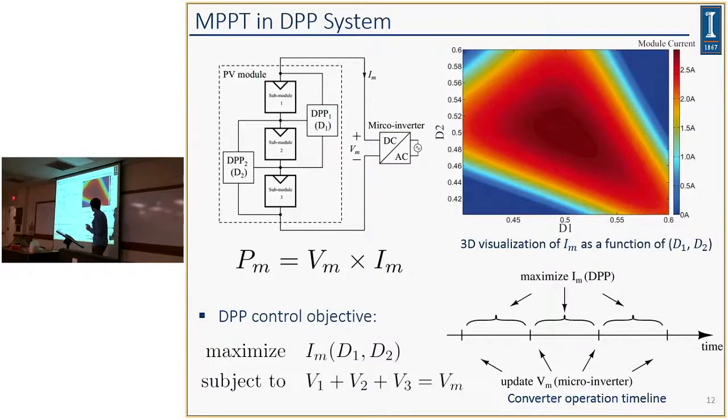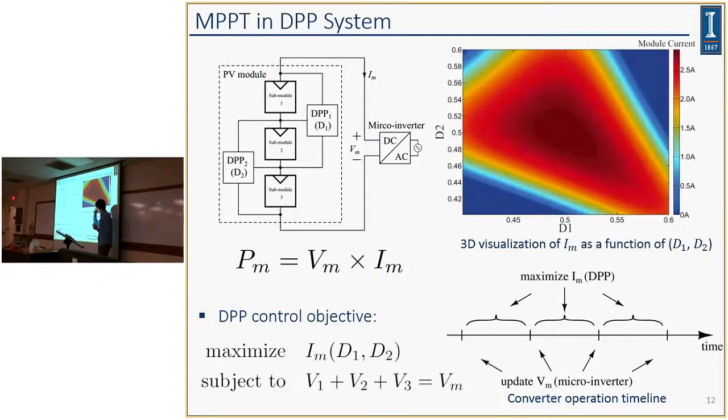And we can take a look at the timeline of this control. So once in a while, the microinverter will update the module voltage. And in between, the DPP converter can operate really fast to maximize the string current. And if they work together properly, the module power can actually be maximized.